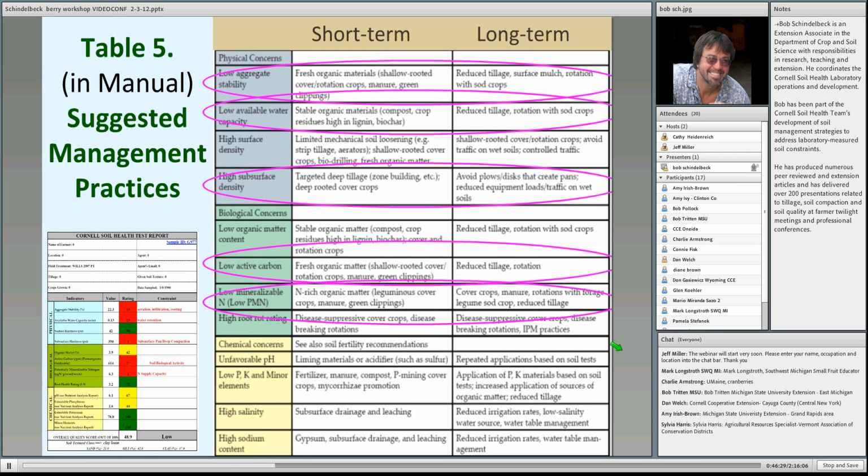So I'd like to use the first circled physical concern there, this low aggregate stability. I'd like to talk in the short term about how a manager might address that if that was the case. We note here that we talk about fresh organic materials, shallow rooted cover crops. We saw the picture of that grass sod some slides ago, showing how we could build soil structure with that. Of course, a rotation crop as well can provide that. When we add fresh manure or green clippings to the surface of the soil, of course, these materials will be rapidly attacked.